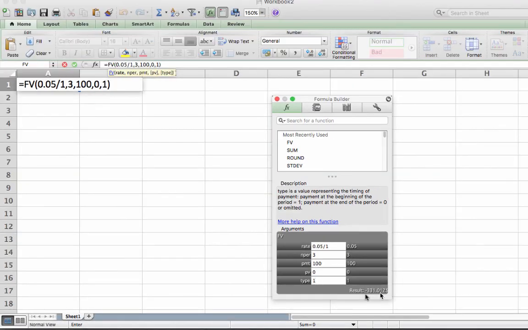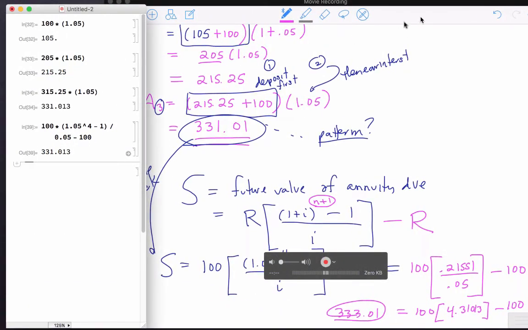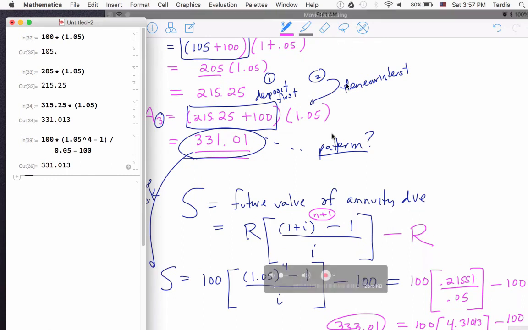It shows a little bit about where the formula comes from and shows how to check the answer in Excel. And that will end this video.